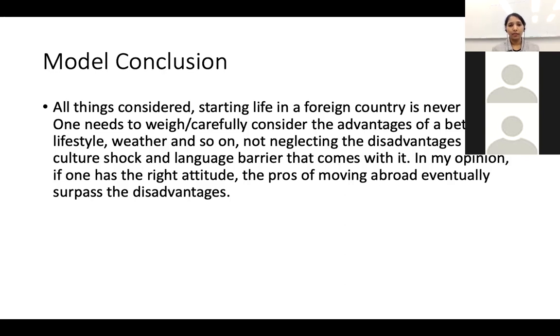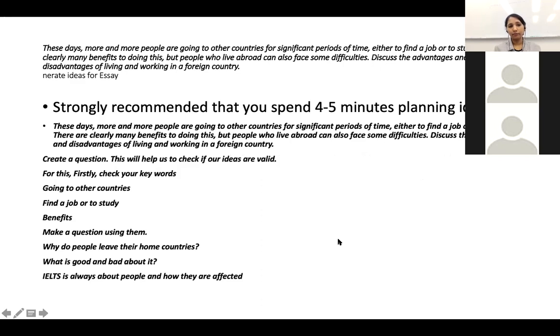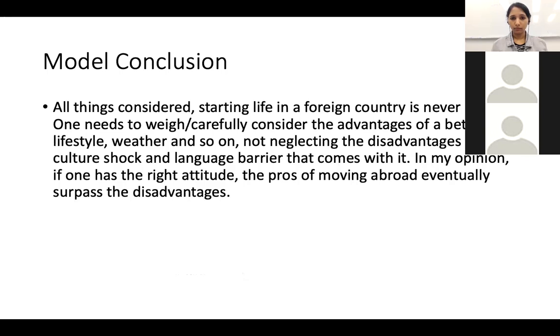Any doubts? So what you do, you use a linking word like all things considered, to sum up, in conclusion, something like that. Then starting a life is never easy. Then you put your summary in one sentence and then finally restate your opinion. Any doubts? No. So in the last sentence, we just give the opinion, and in the second sentence, we summarize it.